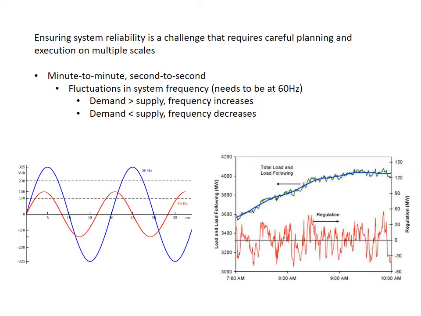Now, if you do not balance demand and supply perfectly, the frequency can increase or decrease. If demand is greater than supply, frequency increases. If demand is lower than supply, frequency decreases. And so you have to constantly adjust the availability of electricity, the supply, to match it to demand within a certain range, in order to keep frequency close to 60 hertz. And if you deviate far enough away from 60 hertz, then you can have grid scale failures.